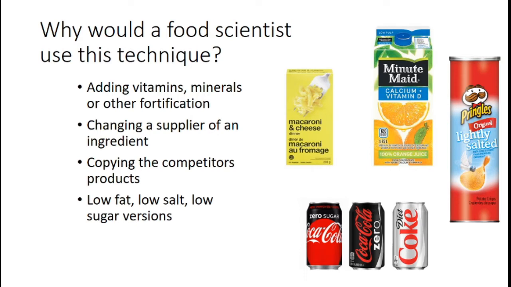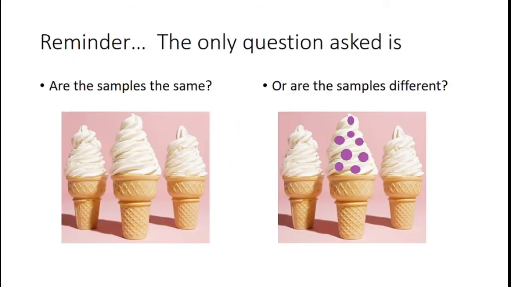So low fat, low salt, low sugar versions of food products, oftentimes too, these are products that have a really strong identity within the consumer. And as a product developer, you want to have that product to be as close as possible to make sure that there's not going to be confusion when that new product is introduced into the marketplace.